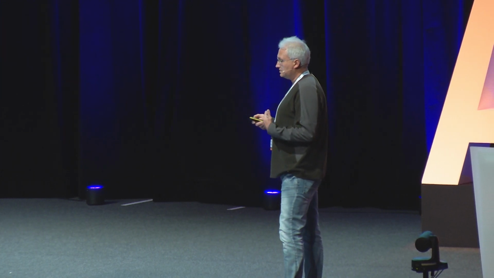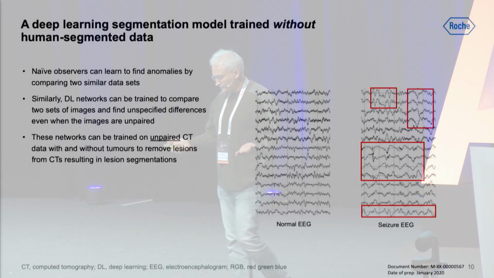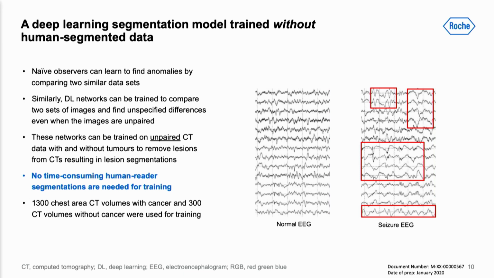So what we could do is collect a large set of healthy CTs and a large set of CTs with tumors and train an algorithm to find the lesions, to find the tumors, with only the set level label, that this set has tumors, this set has no tumors. And that, of course, will save us a lot of time and money. And the results I'm going to show were based on 1,300 chest area CT volumes with cancer. It was all lung cancer. And 300 CT volumes without cancer. That was actually very hard to find. It's hard to find CTs of healthy patients.